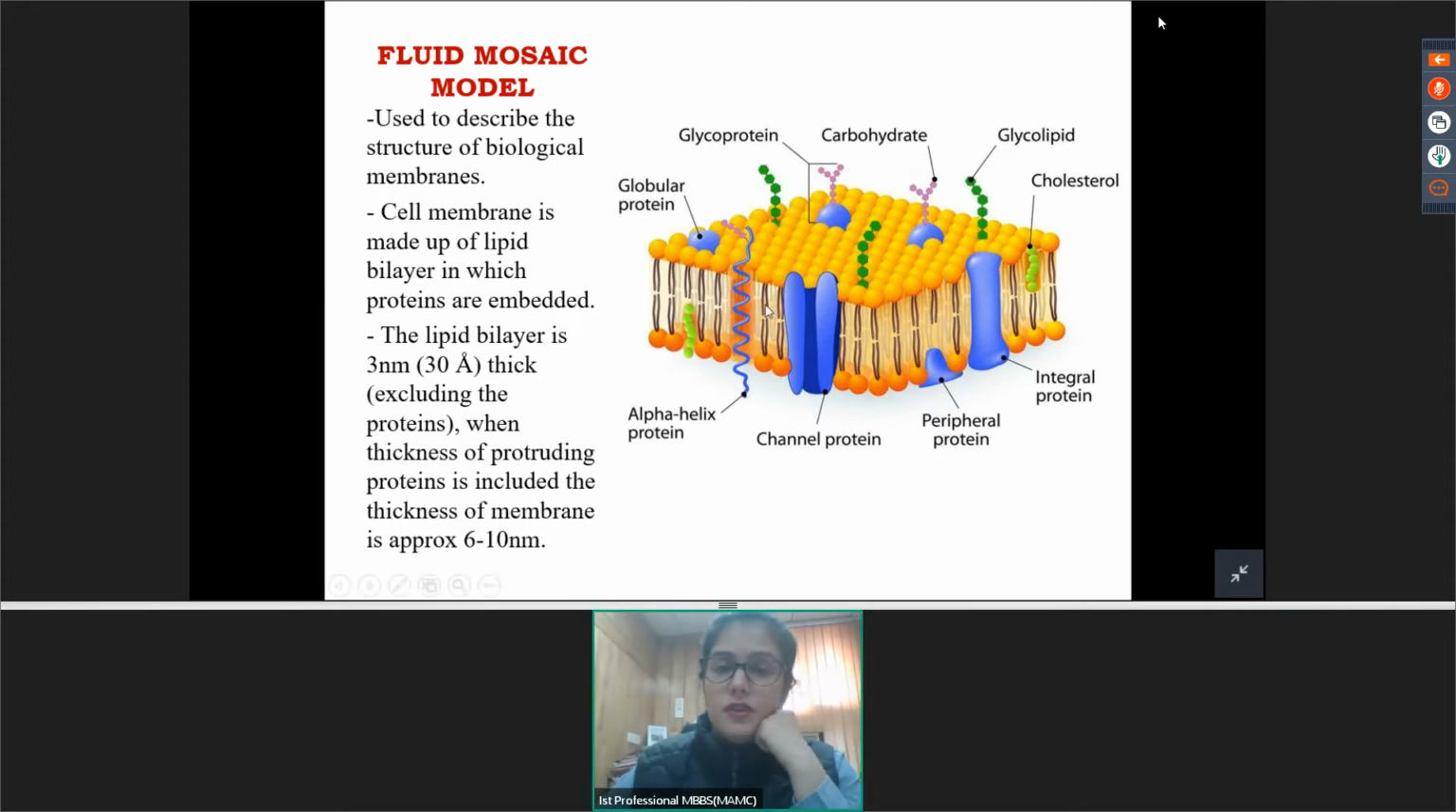Then the fluid mosaic model. You already have read this in your 12th standard. Fluid mosaic model is used to describe the structure of biological membranes. And the cell membrane is made up of two layers of amphipathic lipids, usually phospholipids. And within the bilayer, you have different types of proteins that are embedded. So it seems like the proteins are floating in a sea of lipids.